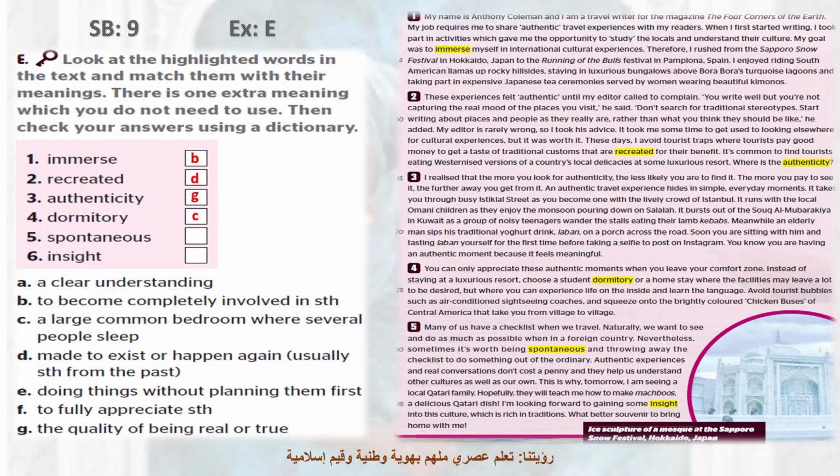The fifth word is spontaneous. Let's read it in context. Nevertheless, sometimes it's worth being spontaneous and throwing away all the checklists. Here, spontaneous means not planned, right? Yes, that's right. So the answer is A, which is doing things without planning. Okay?